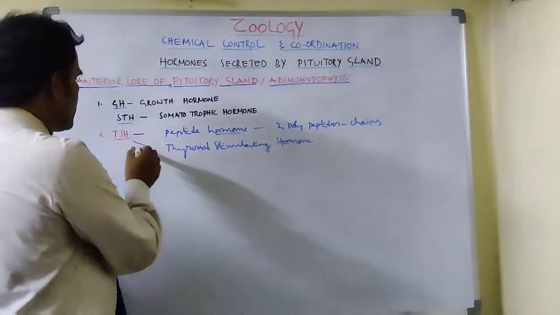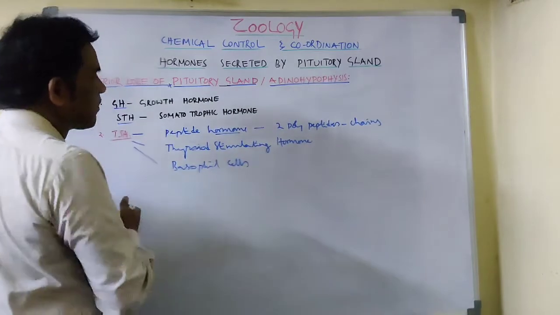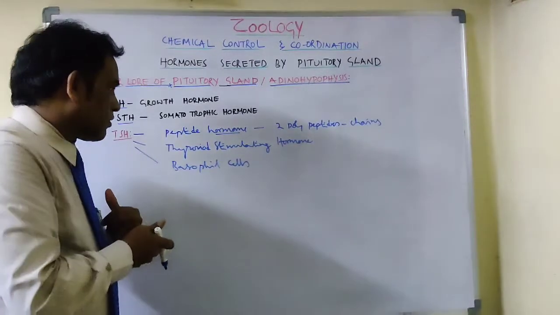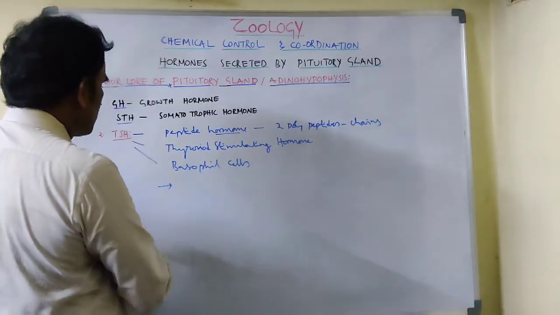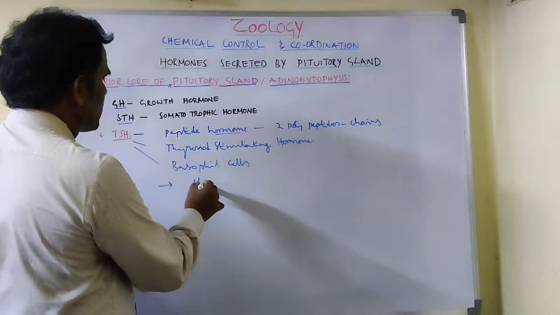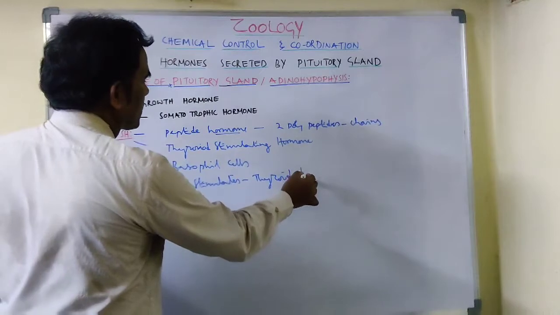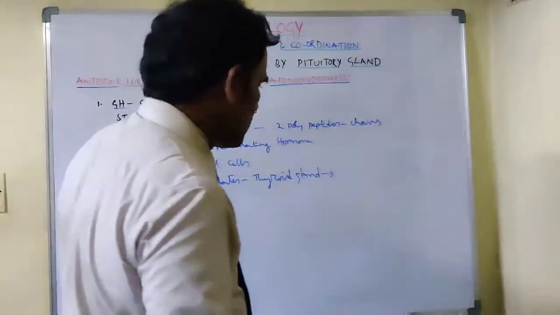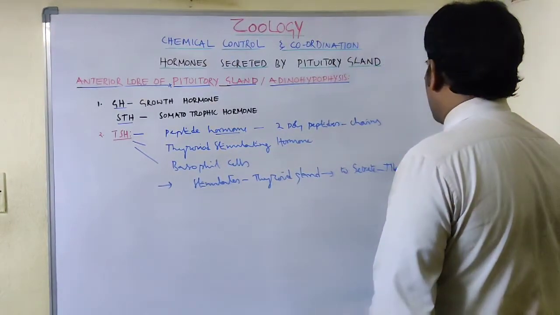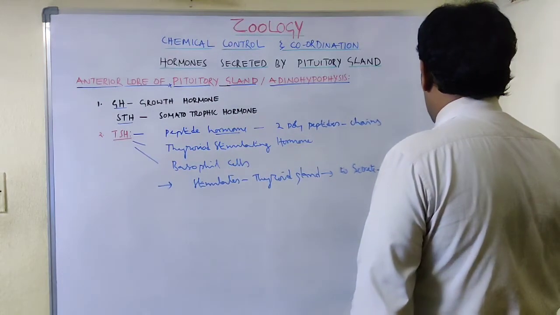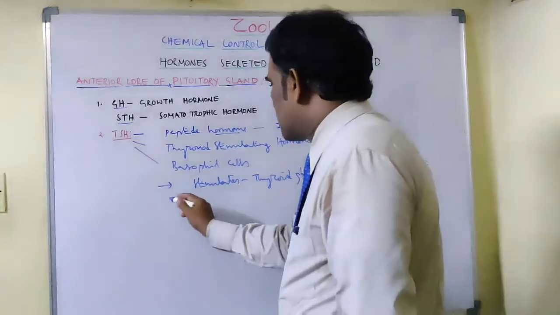This thyroid stimulating hormone is secreted by the basophil cells of the chromophil cells. It is mainly concerned with stimulating the thyroid gland. It stimulates the thyroid gland to secrete thyroxine hormone.